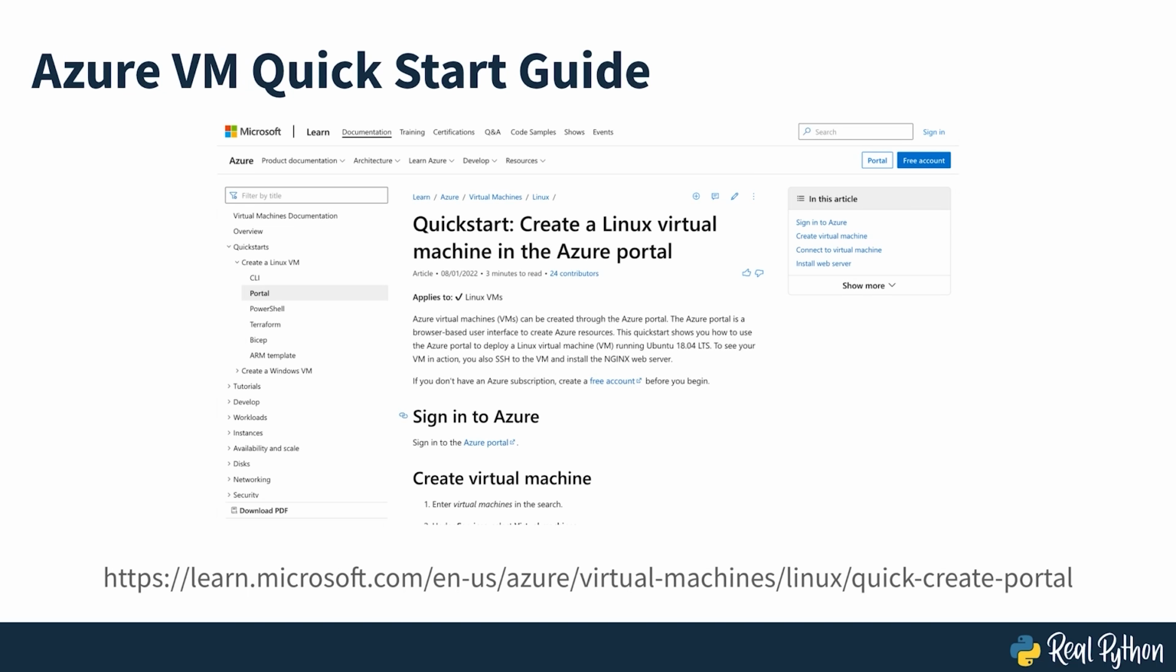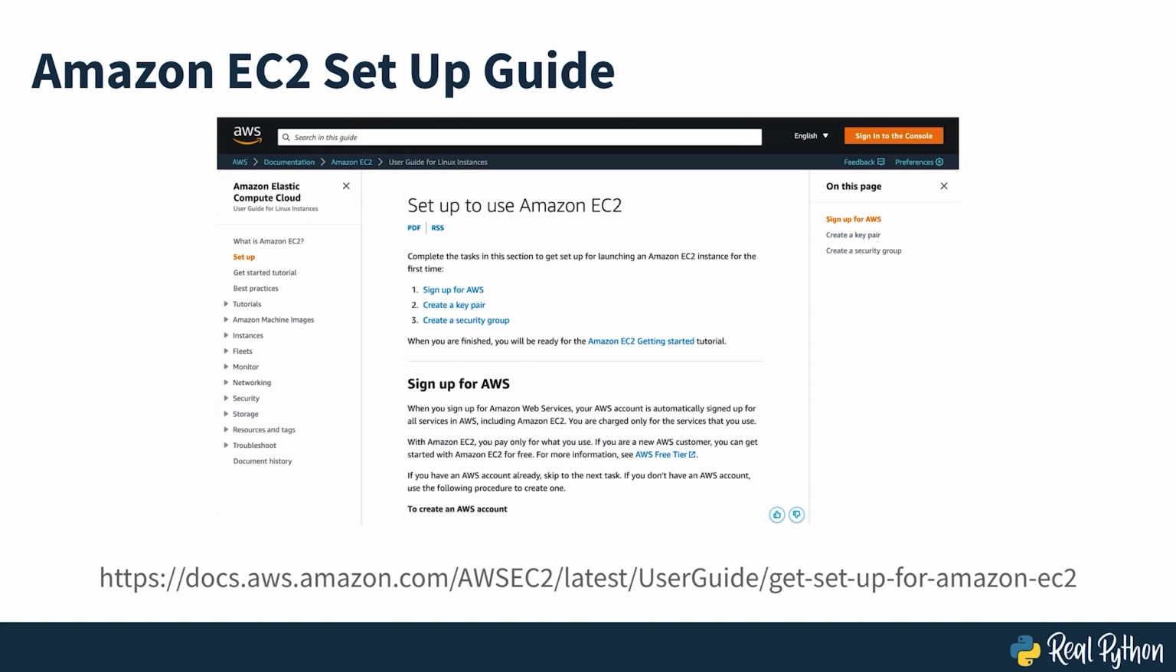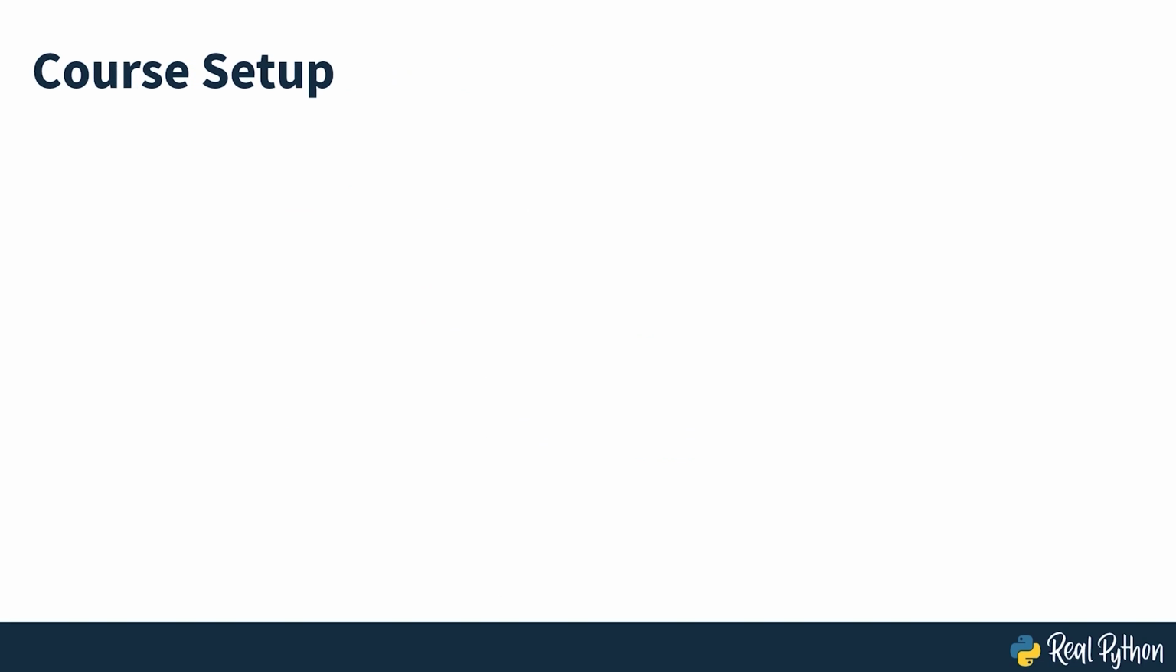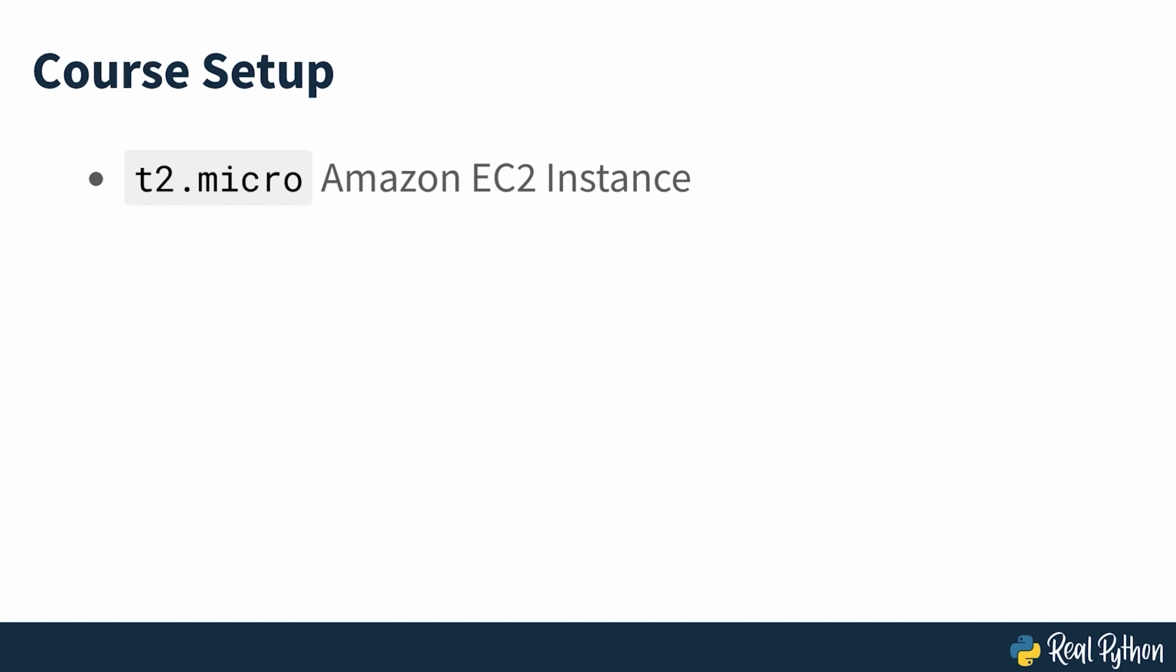Two popular options for virtual machines are Azure VMs and Amazon EC2. To get more help with launching the instance, you should refer to the documentation for your cloud provider. For Azure VMs, follow their quick start guide for creating a Linux virtual machine in the Azure portal. For Amazon EC2, learn how to get set up. The Django project and everything else involved in this course sit on a T2 Micro Amazon EC2 instance running Ubuntu Server 22.04.